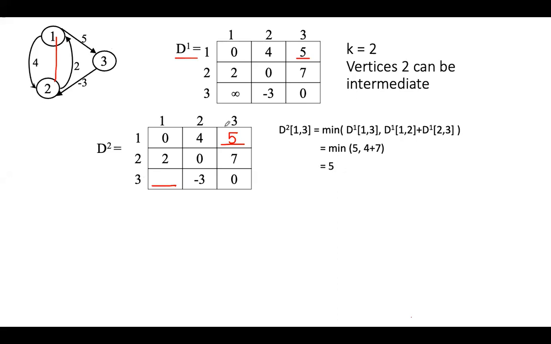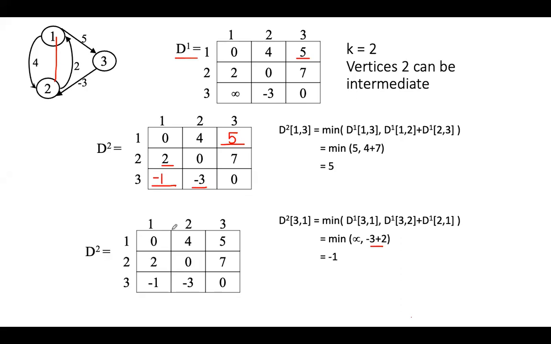D2 of 3 to 1 will be equal to, already infinite is there, minimum of D1 of 3 to 1, which is infinite, comma 3 to 2 plus 2 to 1. 3 to 2 is minus 3 plus 2 to 1 is 2, which will be equal to minus 1. Minimum of infinite and minus 1 is minus 1. So this distance is minus 1. So this is the output matrix when you take 2 as intermediate vertex. So after the second iteration, the output matrix is D2.